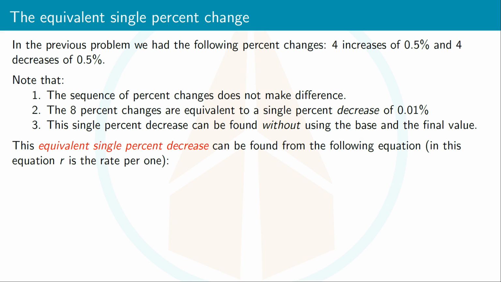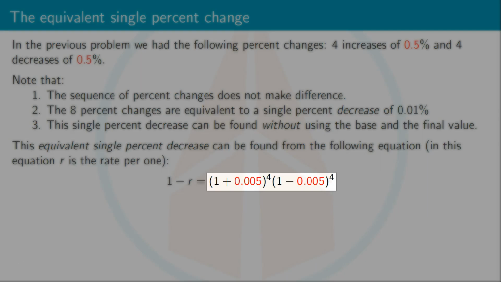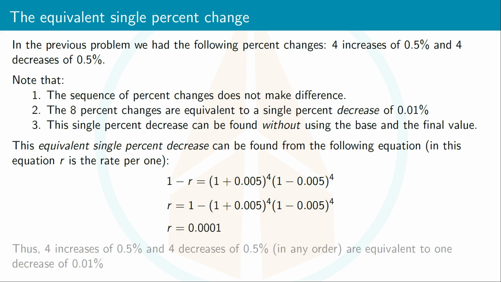This equivalent single percent decrease can be found from the following equation. In this equation, R is the rate per one. On the left side, we see a single percent decrease. On the right side, we see 8 changes. We can solve this equation now for R, and we'll find that R is 0.0001. This is the rate per one. Therefore, 4 increases of 0.5% and 4 decreases of 0.5%, and that is in any order, are equivalent to 1 decrease of 0.01%.